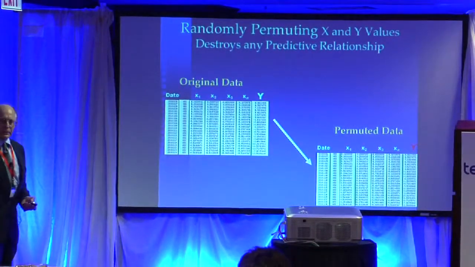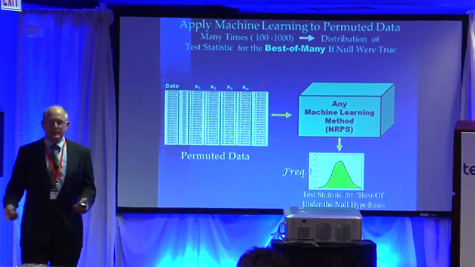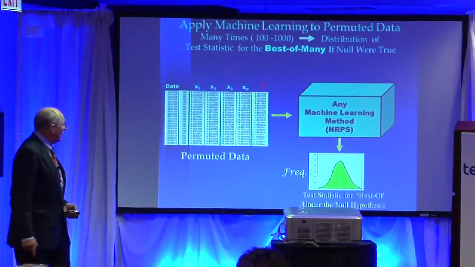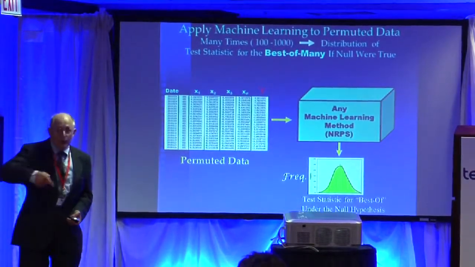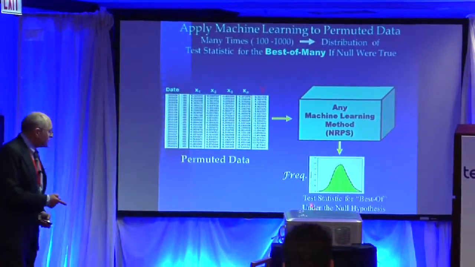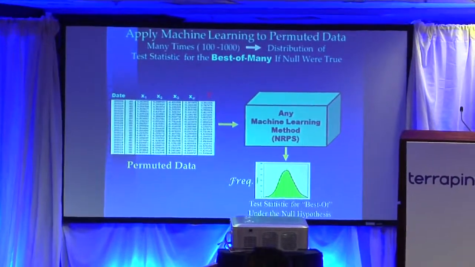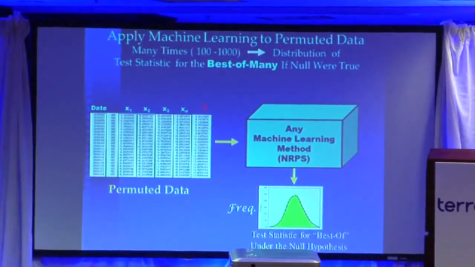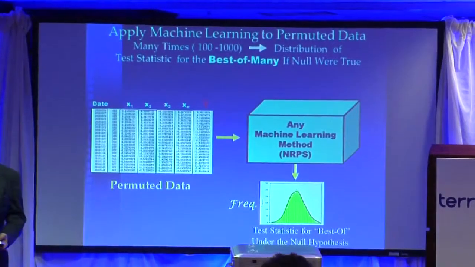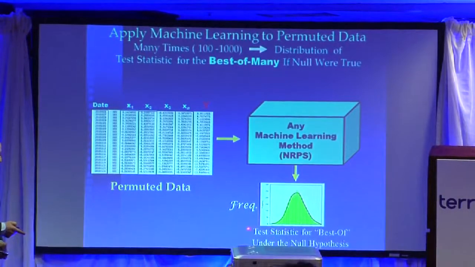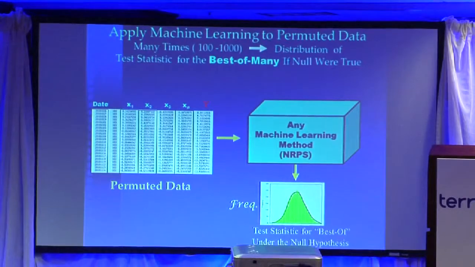Now what do we do with the permuted data? We simply apply our machine learning technique, whatever it is, in this case it's non-redundant predictor screening, 100 or 1,000 times to that randomly permuted data, each time re-randomly permuting it, and that gives us a distribution for whatever our test statistic is under the null hypothesis. In other words, the machine learning method is looking for that best. So if it's looking for the best single indicator out of 65, that's what it's doing to produce that distribution. That is the correct distribution for computing a valid p-value.